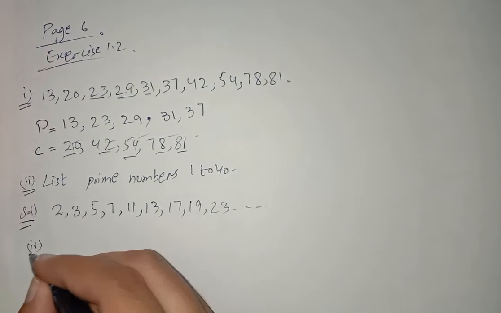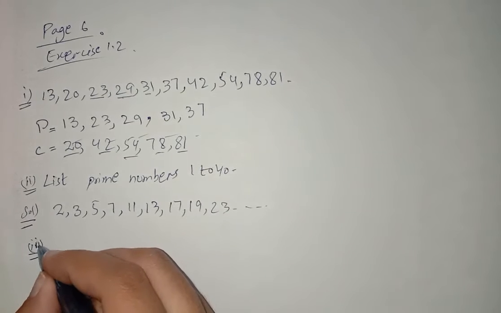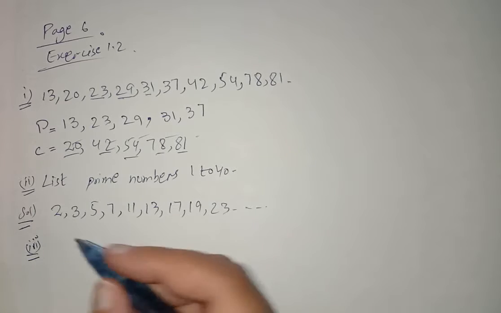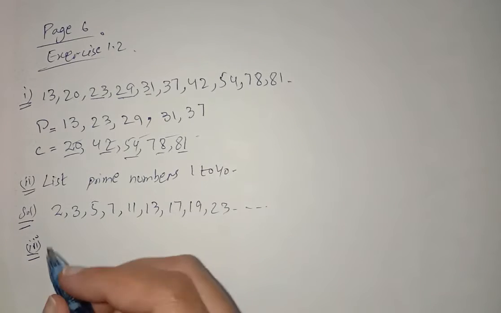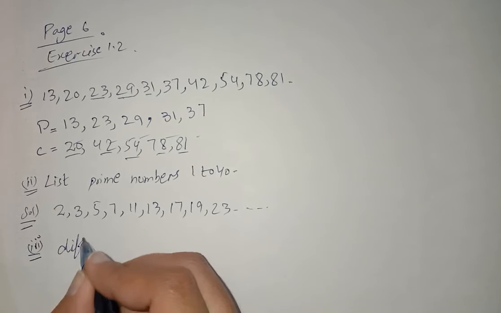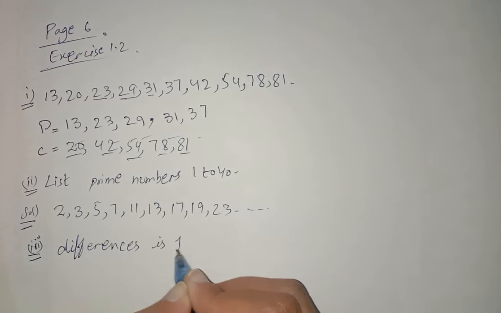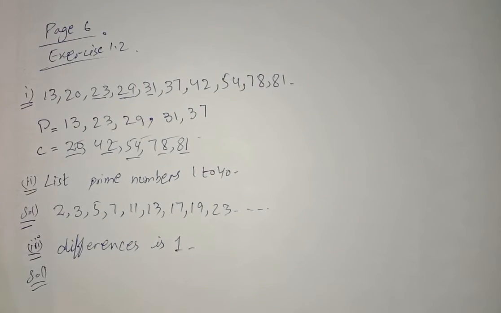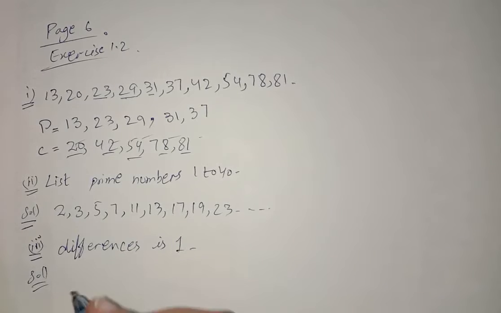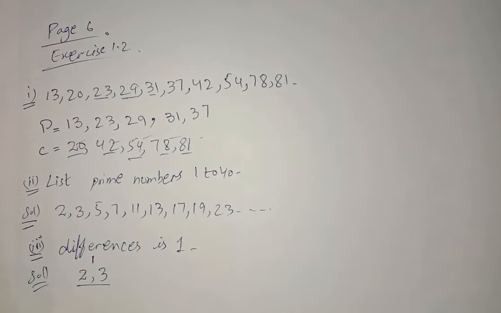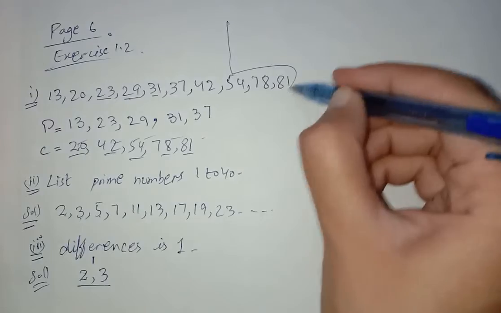Now question number 3: what are the prime numbers whose difference is 1? We have two prime numbers here in which the difference is 1. The prime numbers 2 and 3 have a difference of only 1. Like 3 and 5 are prime numbers but their difference is not 1, so these are prime numbers.